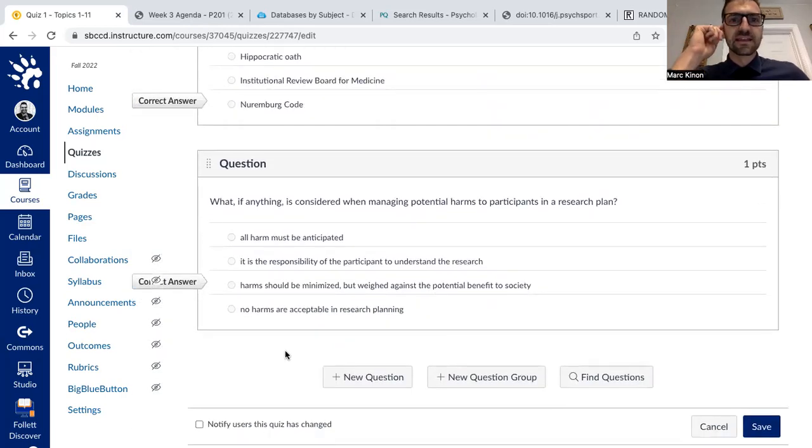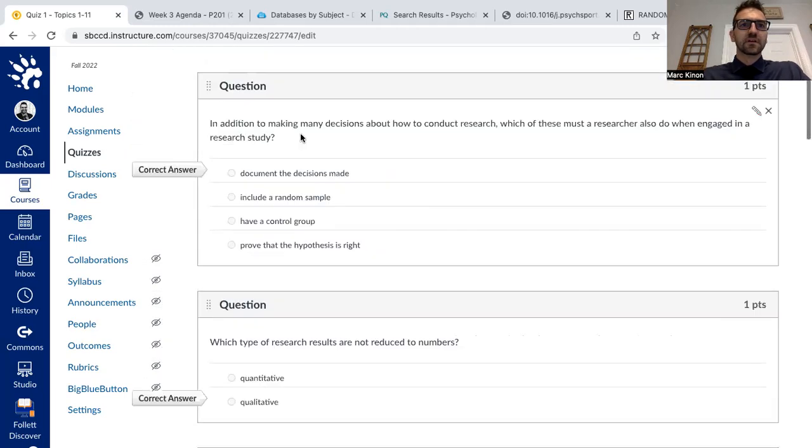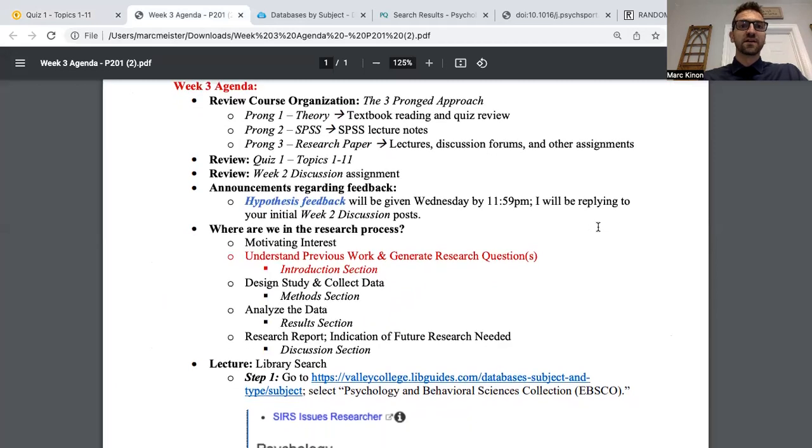What, if anything, is considered when managing potential harms to participants in a research plan? Harms should be minimized, but weighed against the potential benefit to society. But generally, if there's any harm to human beings, it's going to be rejected. So there you go. That is quiz 1, topics 1 through 11.